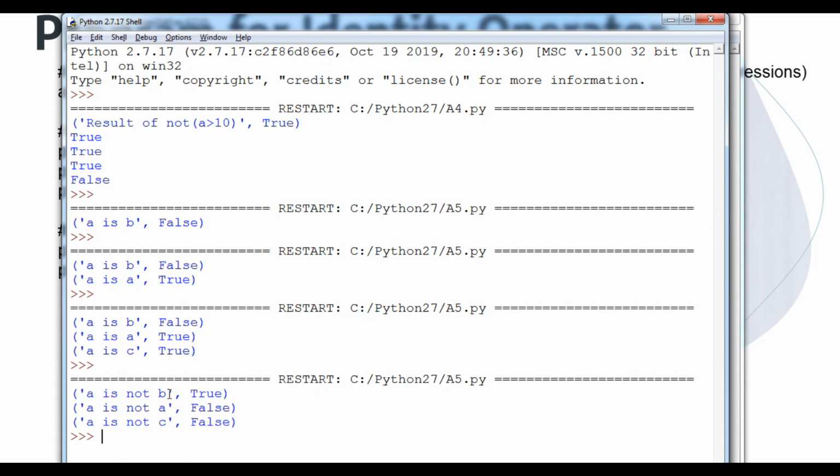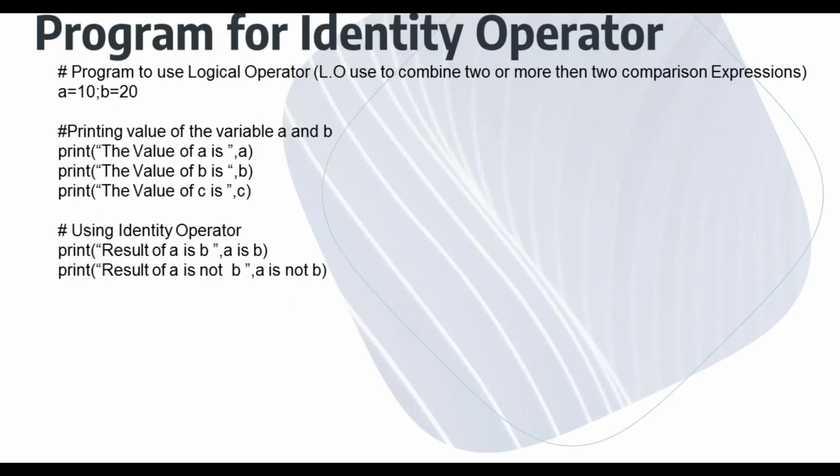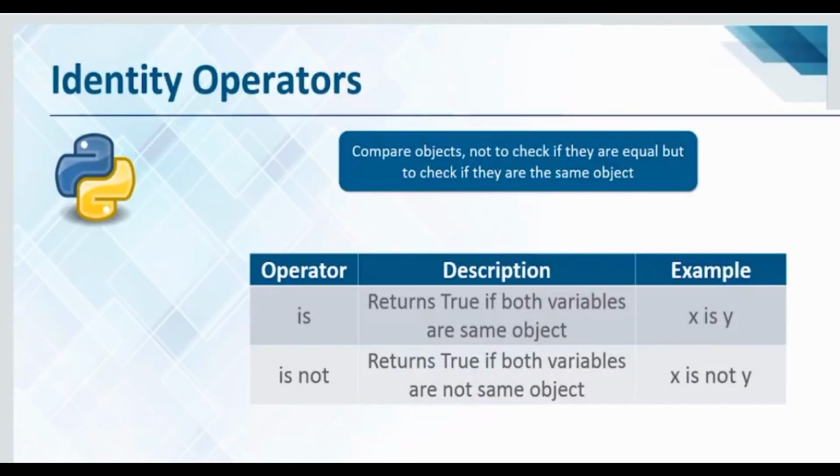So now you can see that a is not b is definitely true, because a is 10 and b is 20. a is not a is false, because a and a are the same. a is not c will also be false because a and c have the same value. So we have learned, student, the identity operators. They return true or false according to the expression. So student, today we have learned how to use the operators.